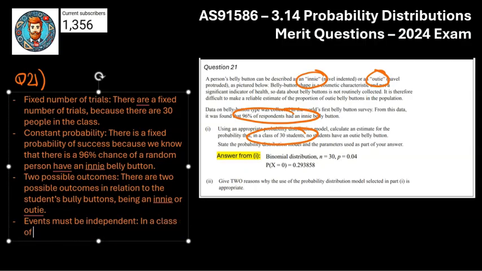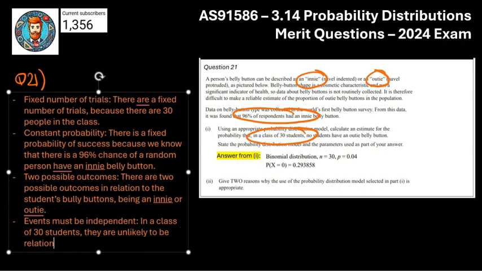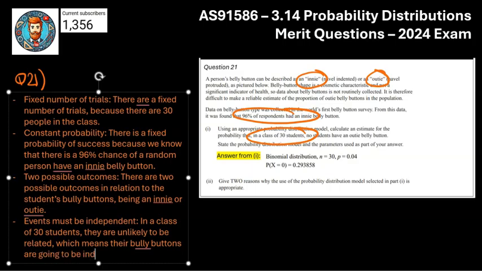In a class of 30 students, they are unlikely to be related, which means their belly buttons are going to be independent.